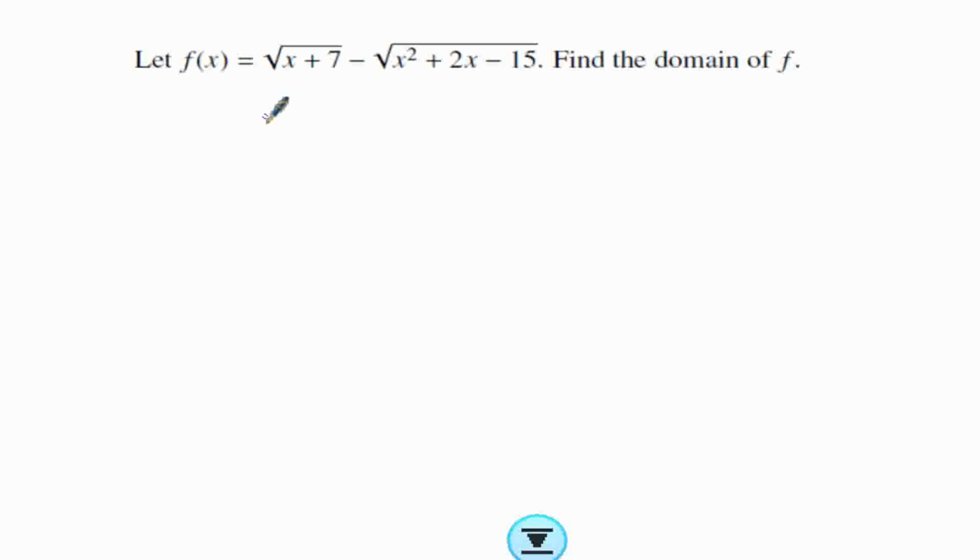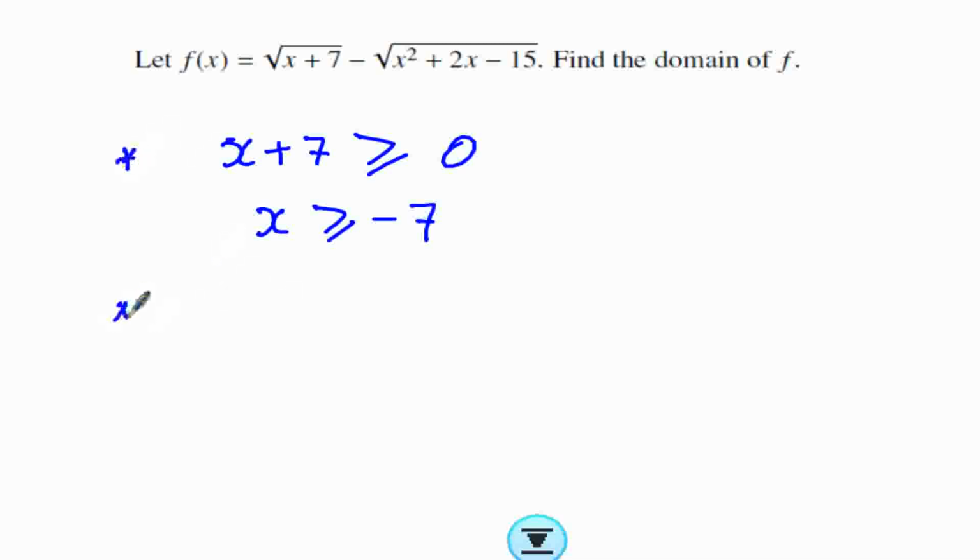So to find the domain of f, we have to know the idea that a square root is always greater than or equal to 0. A square root is not a negative number. So this one should be greater or equal to 0, and also this one should be greater or equal to 0. Now x plus 7 should be greater or equal to 0, so our first answer will be x is greater or equal to negative 7.